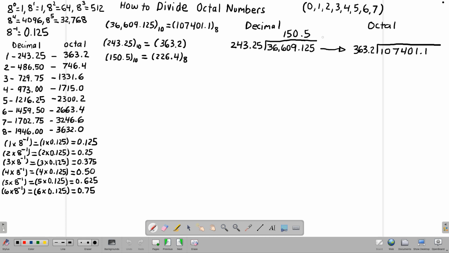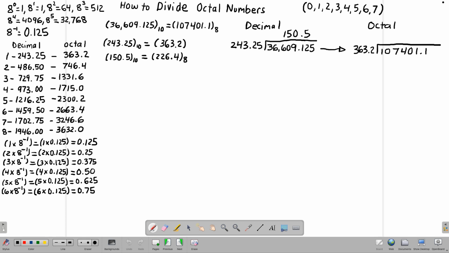And so towards the right, we have this octal representation. We have 363.2, and that's going to divide into 107,401.1. Towards the left here, we show what the decimal values are in these examples and what its octal representation is. For the value 150.5 in decimal, we are expecting 226.4 in octal to be at the top of this example.